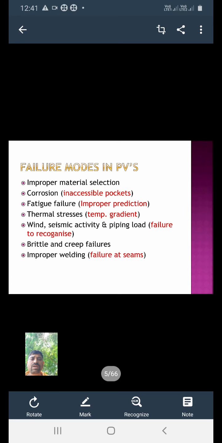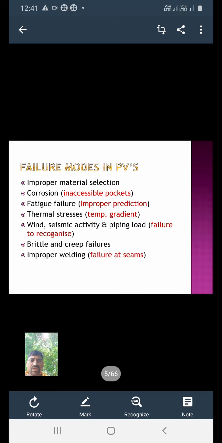Then corrosion, inaccessible pockets. Okay. Then fatigue failure, improper prediction. That's why you will get the fatigue failure. Then thermal stresses, also called temperature stresses or temperature gradient. In the pressure vessel, there are different types of stresses, and thermal stresses are induced.